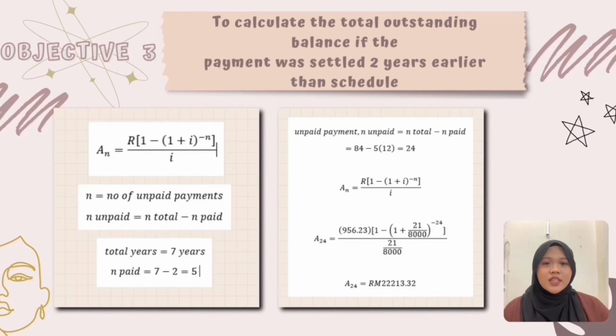In this step, by using the formula that I already stated before, we only need to insert our information into the formula. So to calculate A_24, multiply 956.23 by the difference between 1 and the quantity 1 plus 21 over 8,000 raised to the power of negative 24, then divide the entire result by 21 over 8,000, and our final answer will be 22,213 ringgit and 32 cents.